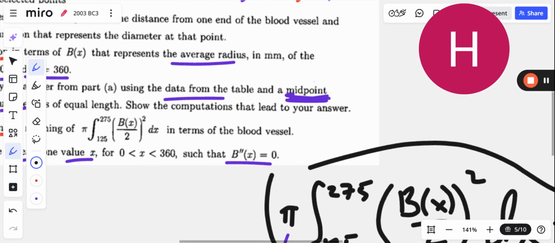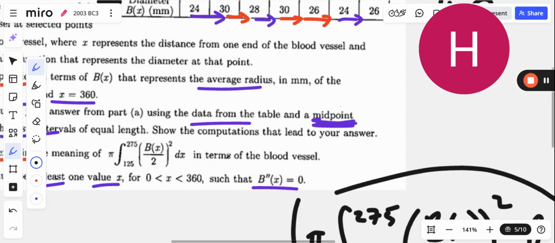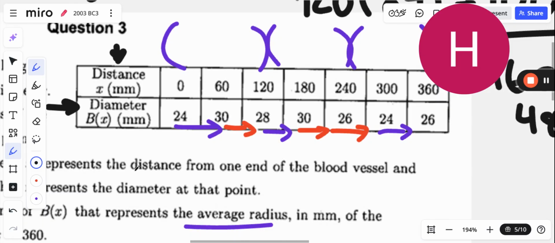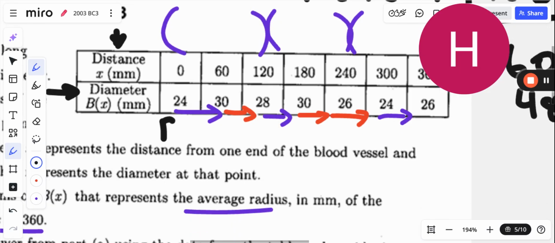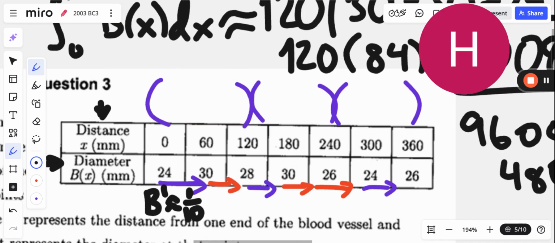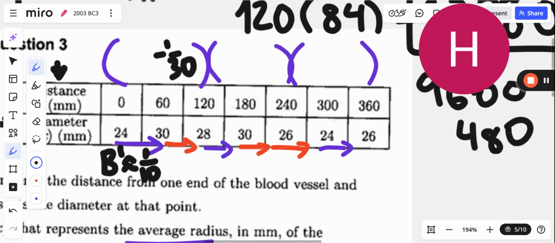And so we can make a statement about the derivative and the concavity here. Let's take a look at the derivative of the diameter. B prime is 6 over 60, so we'll say it's approximately 1 over 10. Then for this interval where it goes down, it's 2 over 60, so approximately negative 1 over 30. And for this portion, it's positive 1 over 30.